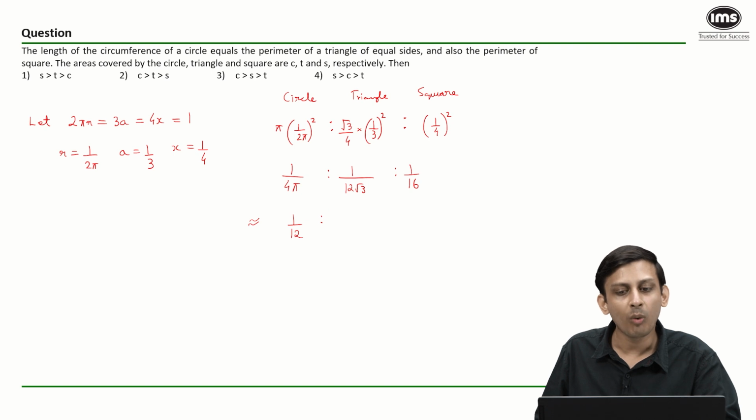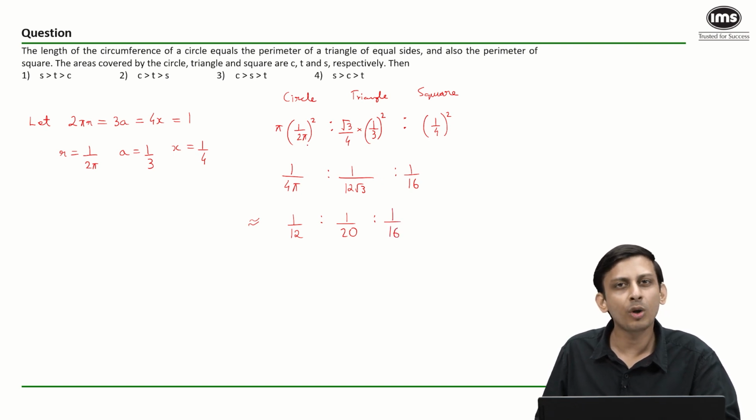Okay, now 1 by 12 root 3. What is root 3? Root 3 is approximately 1.7. So 12 into 1.7 will be approximately 20. So we'll get 1 by 20. And then here we have very simply 1 by 16.